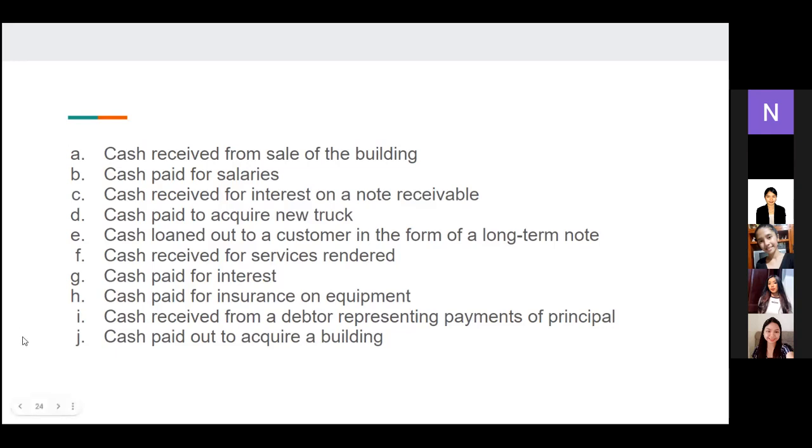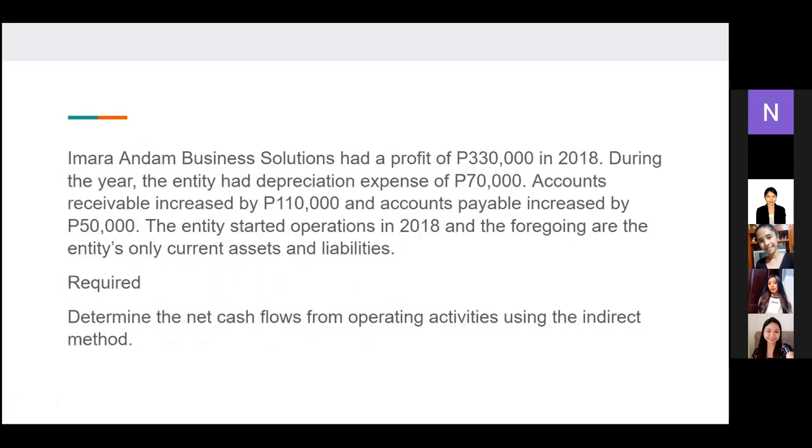So, since okay na tayo sa pag-categorize ng operating, investing, or financing, let's move na tayo sa next activity. Bale, last naman na to. So, don't you worry. Next is problems.